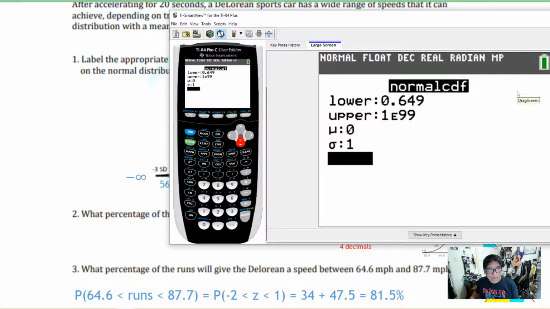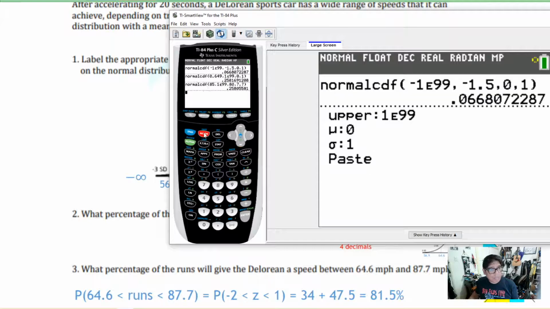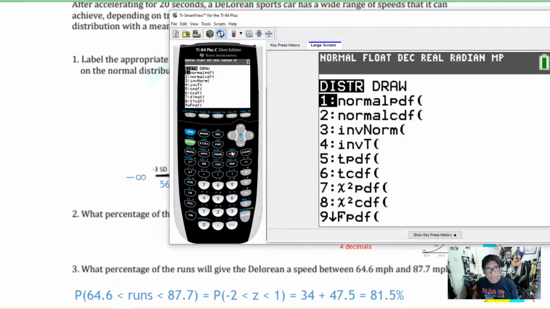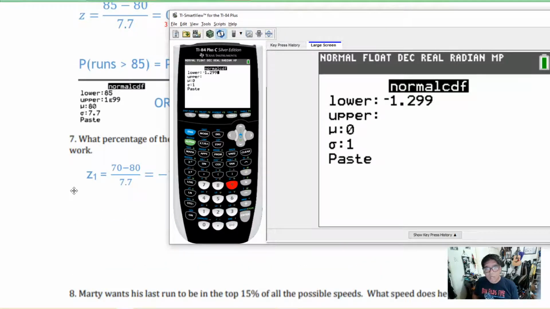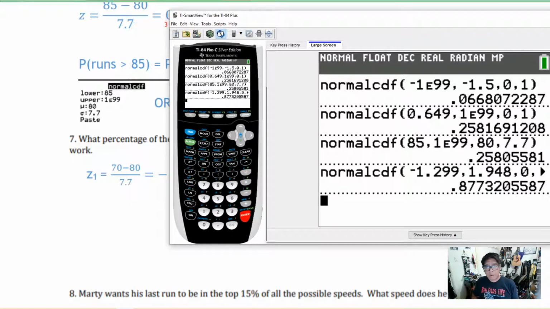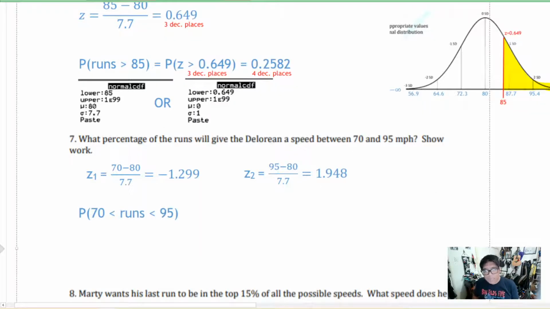When I get to my calculator, I'm going to start over here. Distribution, NormalCDF. The lower is negative 1.299. The upper is 1.948. Paste that, and that gives us an area of 0.8773. So the proportion of runs that are between 70 and 95 miles an hour is equivalent to the area on the normal curve between a z-score of negative 1.299 and positive 1.948, and that's 0.8773.